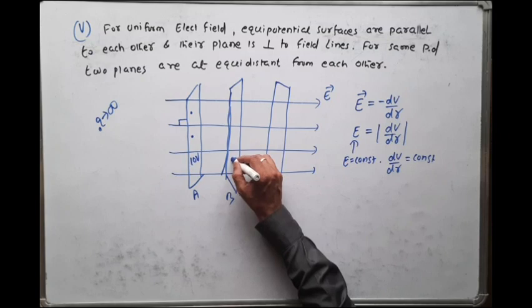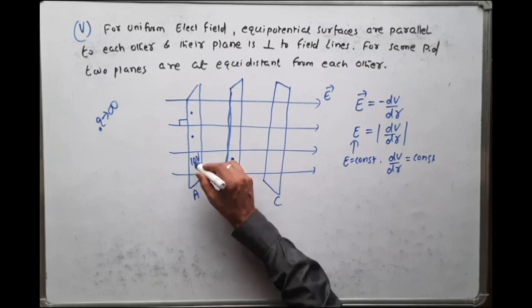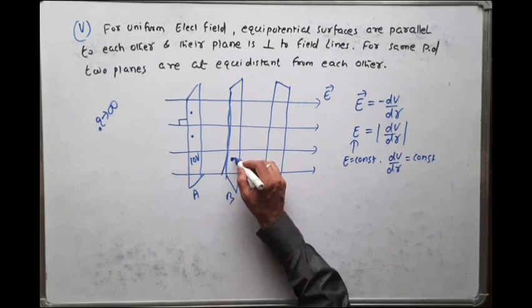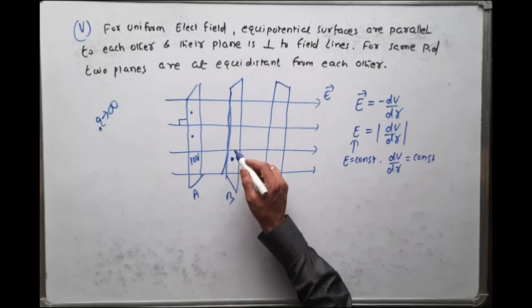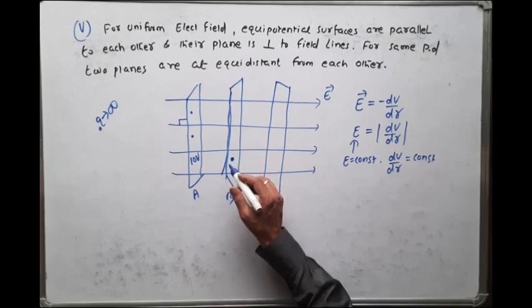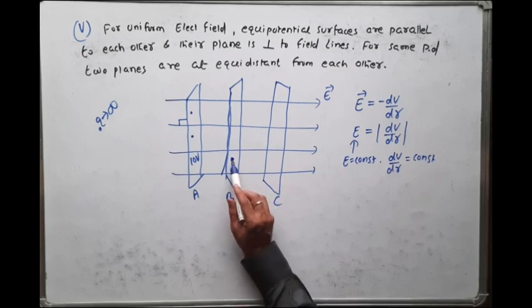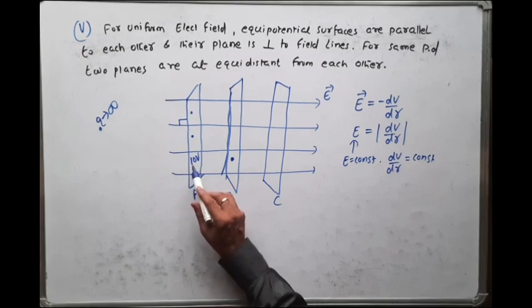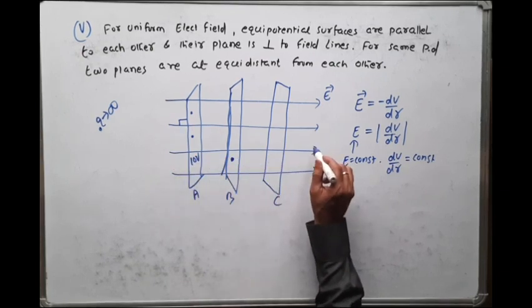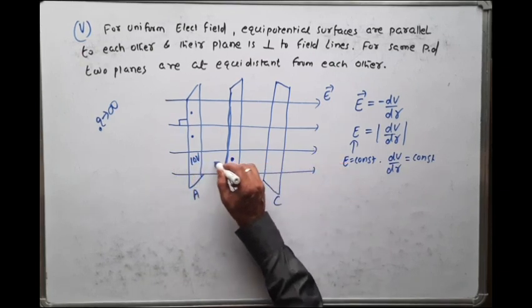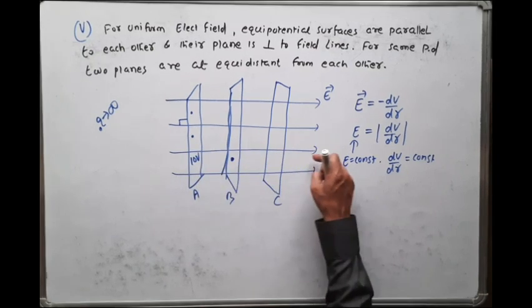In the second plate, the potential at this point is not 10 volt. Either it is less than or more than. So can you suggest to me? Okay, you can't suggest because I can't see you or hear you. Anyway, here at this point, potential is definitely less than 10 volt because we know the potential drops along the direction of electric field.